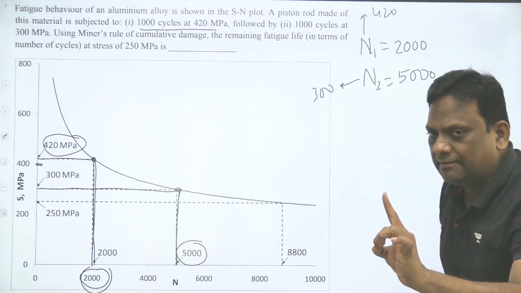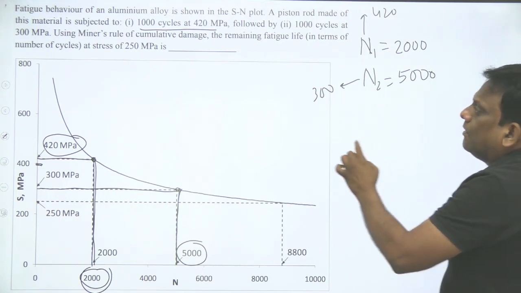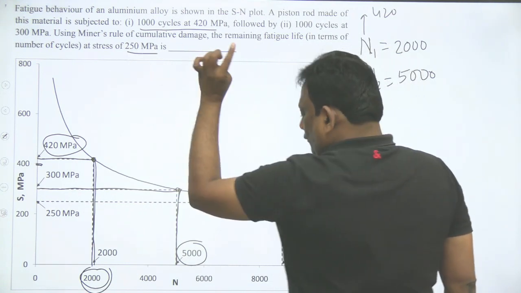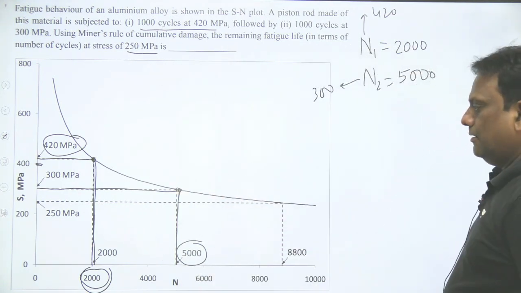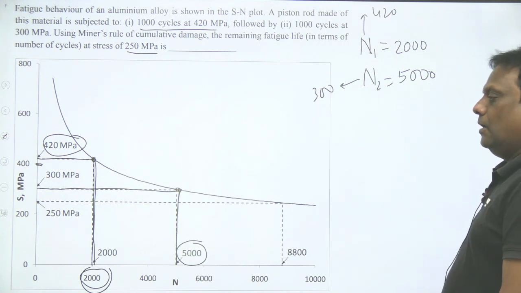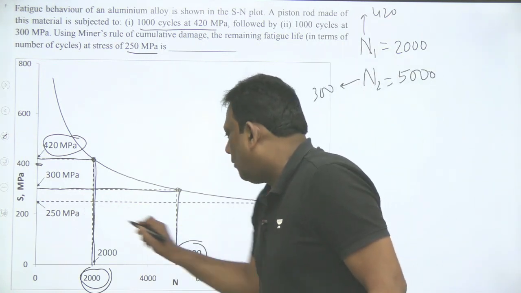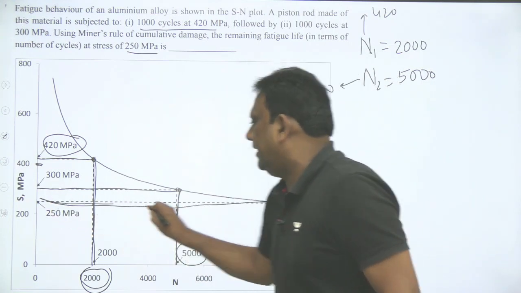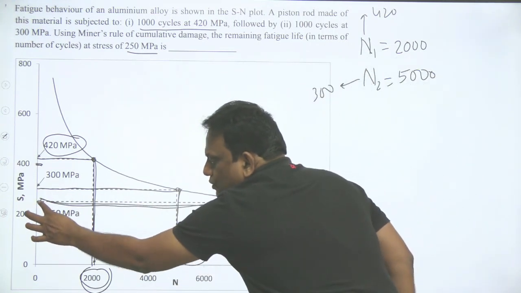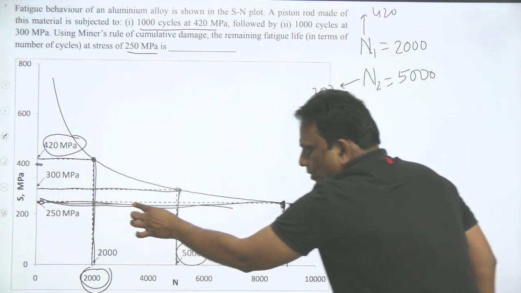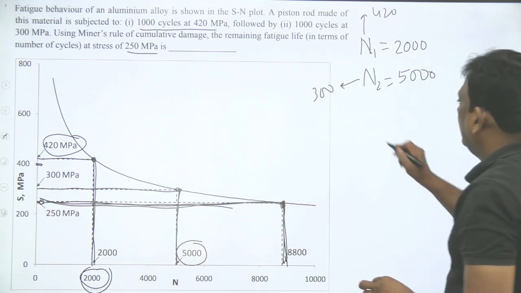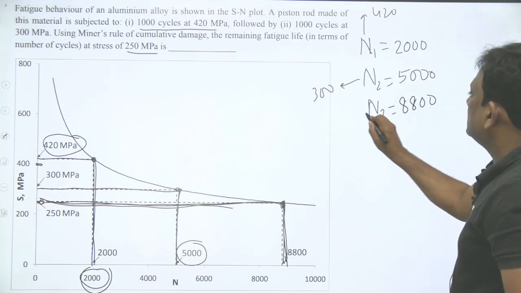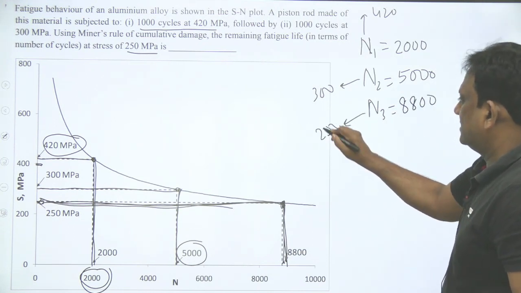But please note that remaining fatigue life is for a stress of 250. बाकी का 250 है, remaining is 250. For 250, what is the failure number of cycles? Clearly it is given. This is 200 and this is 250. For 250, it is 88, so I read this as 8800. This is for 250 megapascal.